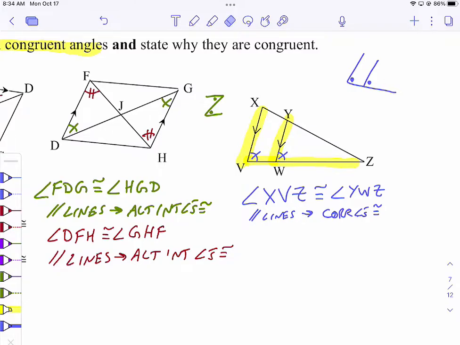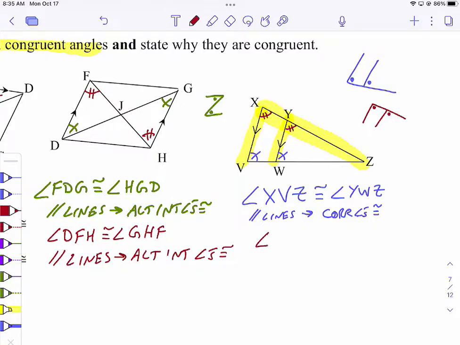So for the other pair, I want to use a different transversal. So the other line that hits both. Okay, this one would be like a backwards F, but it's still those 2 same locations tucked into the corners of that F like that, however you want to describe that. They're called corresponding angles, that's the name for them. It's this angle and this angle.